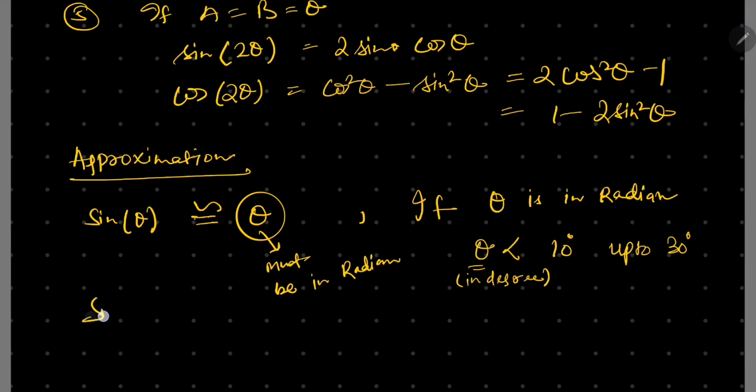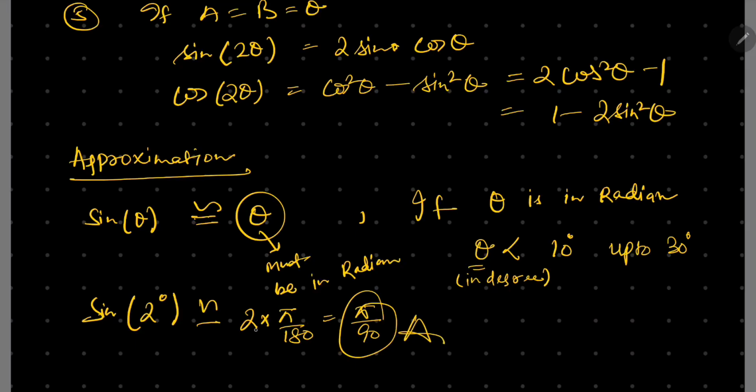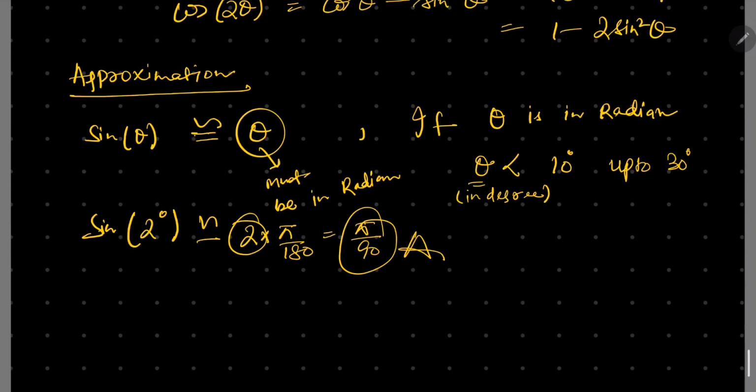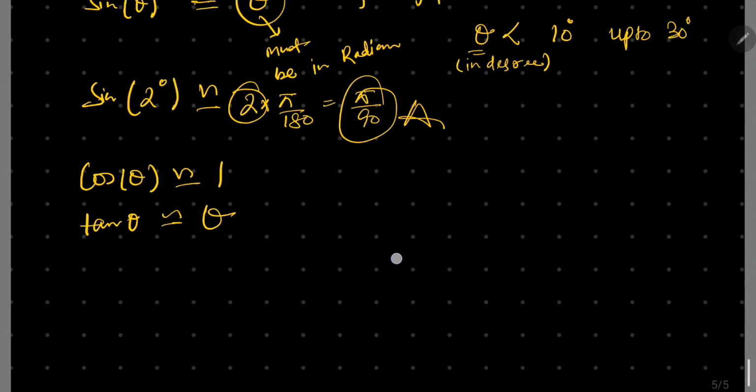Example, if I am saying that we have sine 2 degree, what will be its value? First I look that 2 degree is less than 30 degree or 10 degree, so the approximation is valid. I don't have to write a 2 here, you have to write in radian. So 2 into pi by 180, which is pi by 90. This one is correct, not this. Remember this. Similarly, cos theta, if theta is less than 10 degree, becomes approximately 1. Tan theta, if less than 10 degree, or up to 30 degree, becomes theta. Remember this.